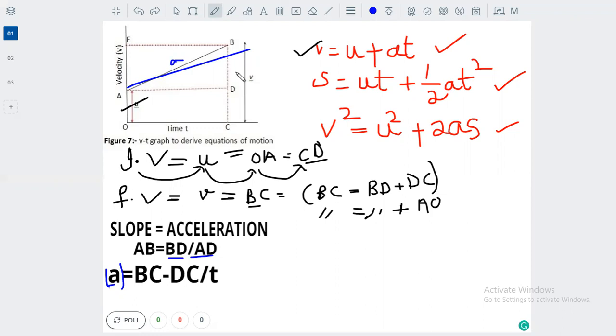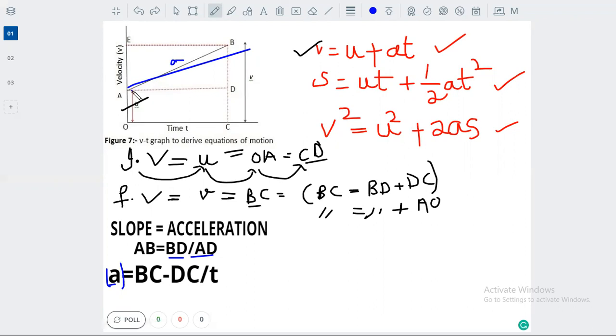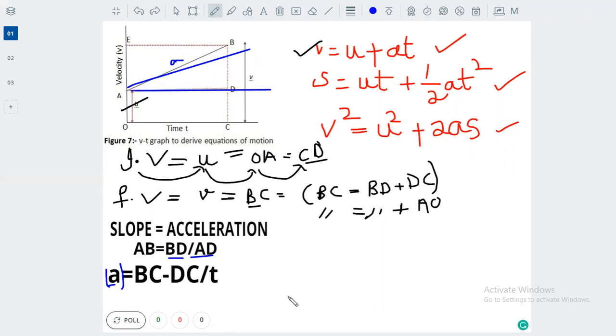Apart from that, there's also one more thing about AD. If you see this AD, it is completely parallel to the time axis. So in place of writing AD, I have written t. From here the thing starts. Now let me write it in fractional form. a is equal to (BC minus DC) by t. So BC, if you see, is what?